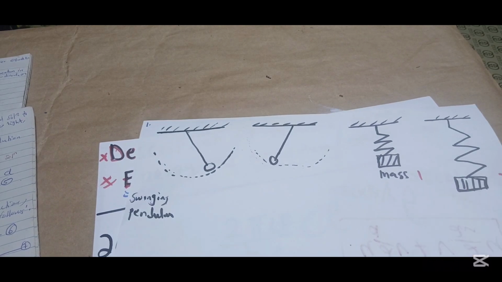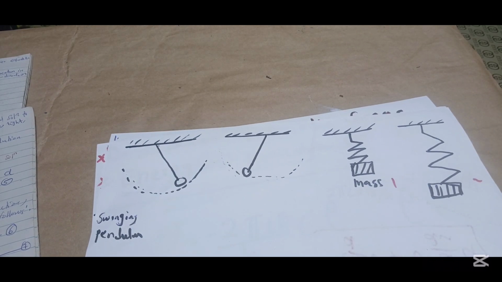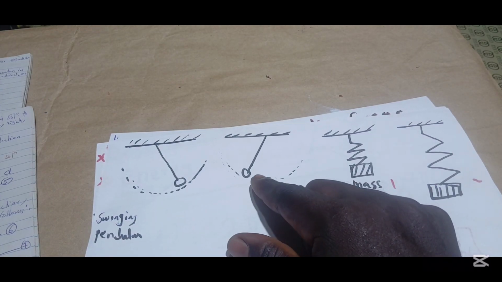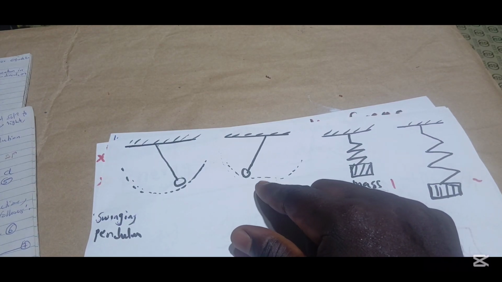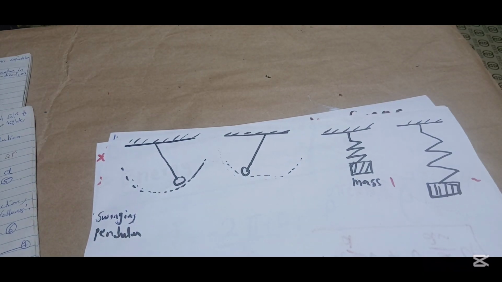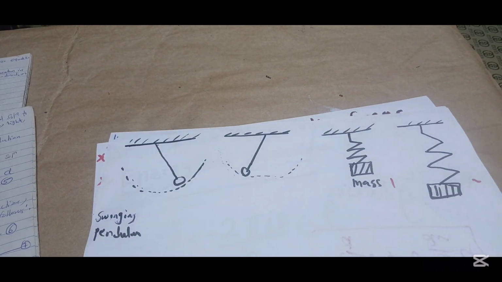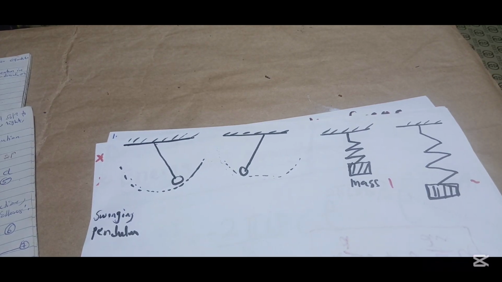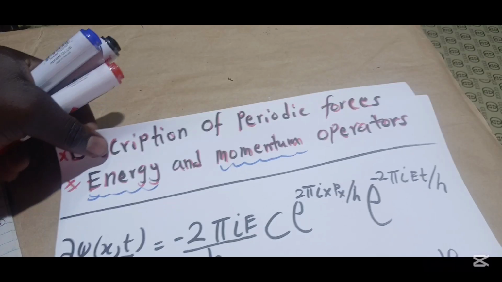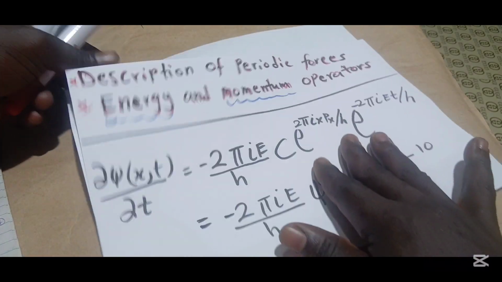When you pull it and leave it, and the Earth in its orbit around the Sun too, they also exhibit periodic forces. A swinging pendulum under the influence of gravity causes the forward and back movement at a fixed time interval. A bouncing mass on a string also exhibits periodic forces. So that is basically the definition of what a periodic force is.